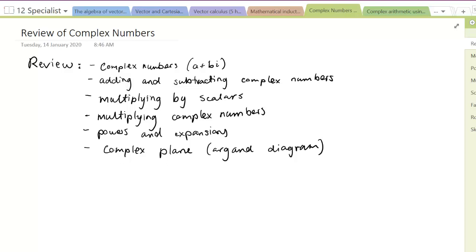In this lesson, we're looking at reviewing complex numbers. So we'll start by looking at the complex number a plus bi. We'll look at adding, subtracting complex numbers, multiplying by scalars, and then multiplying complex numbers. We'll look at powers and expansion, and then we'll look at the complex plane. After we've gone through a little bit of review, we'll look at a couple of examples.